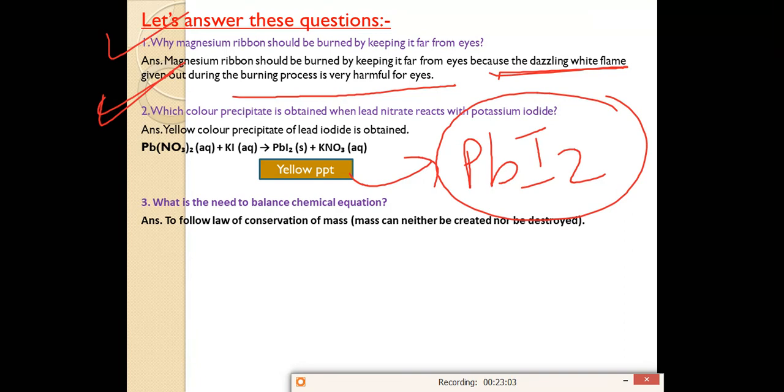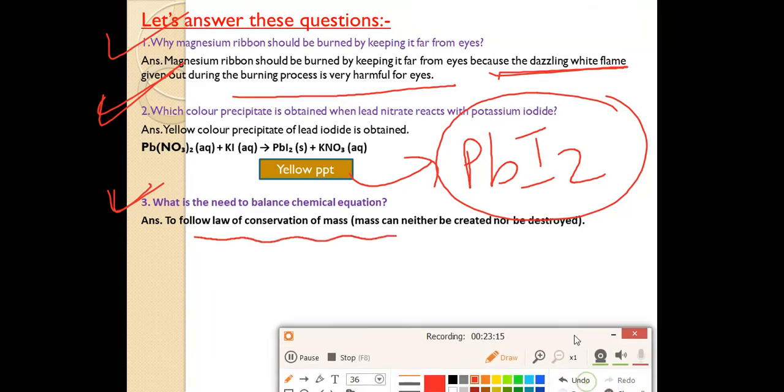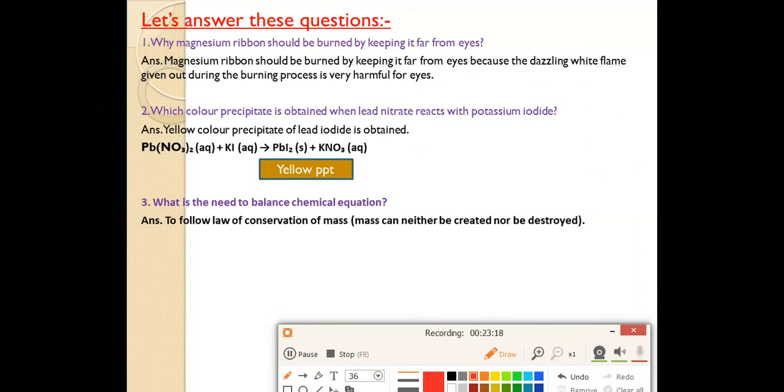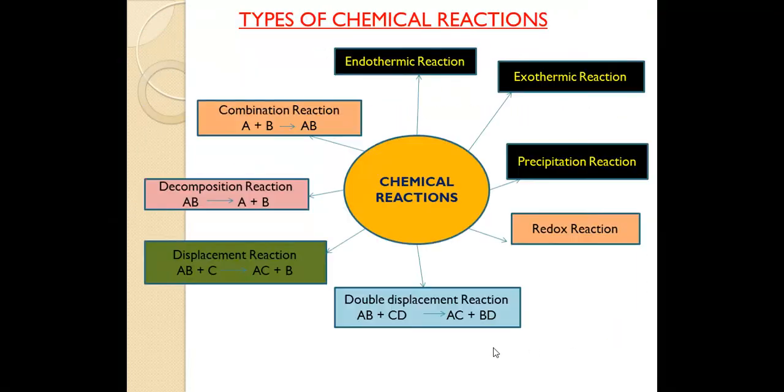Next, what is the need to balance a chemical equation? So why do we need to balance a chemical equation? To follow the law of conservation of mass. Mass can neither be created nor be destroyed. So these are the questions which can be asked from the previous section, and also you have to practice how to balance a chemical equation.